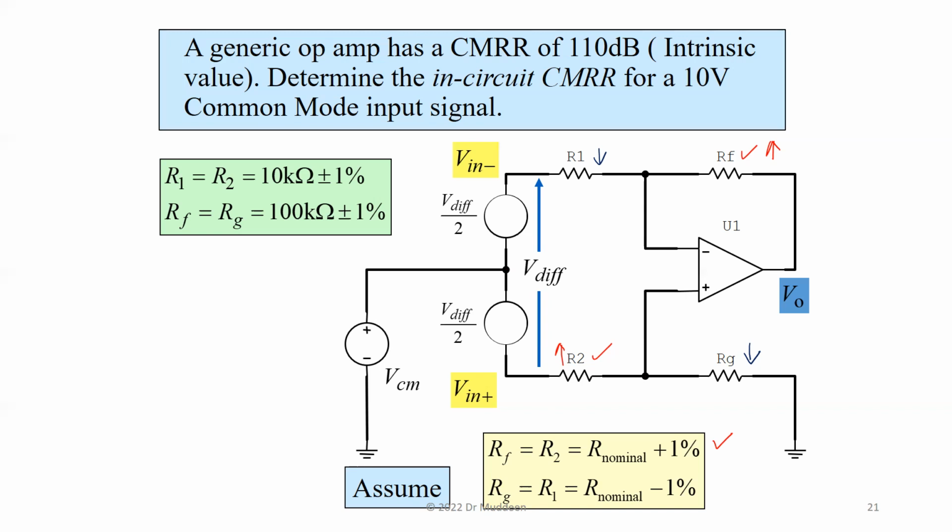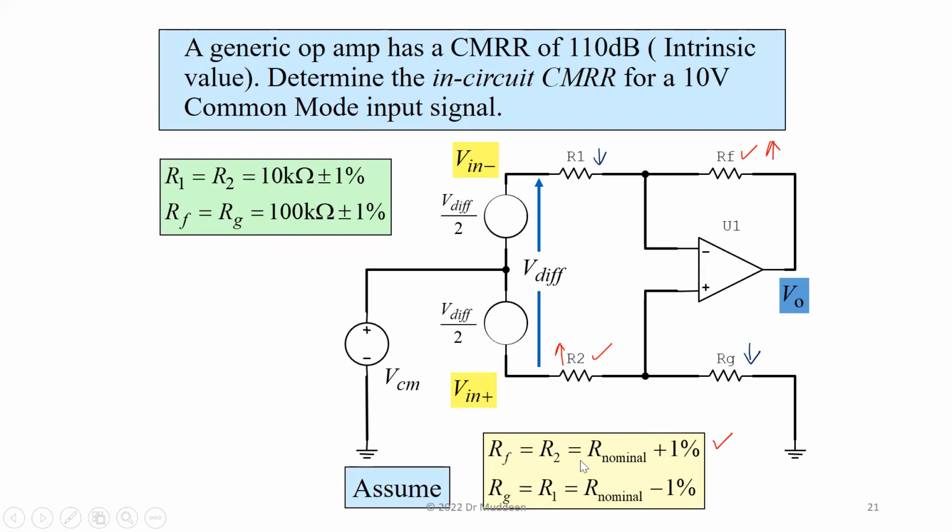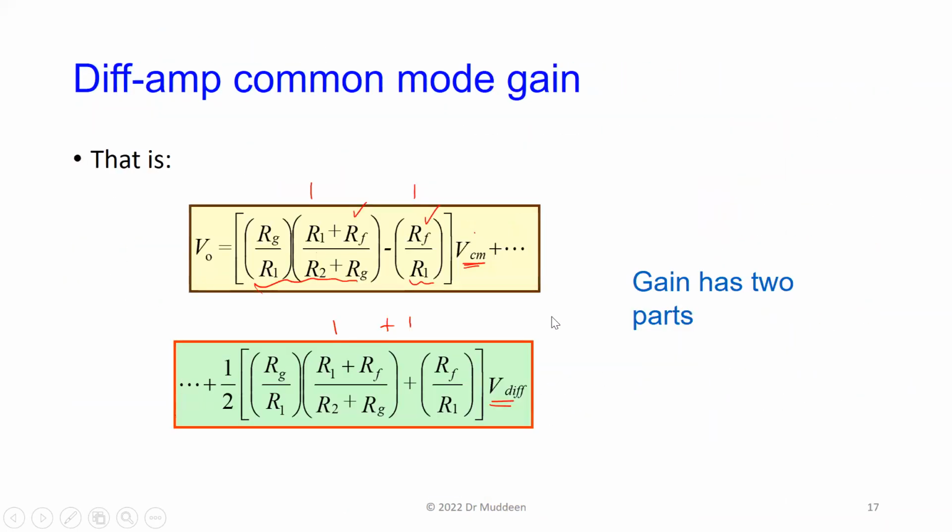If you substitute into the expressions that we had a few slides ago, you can work out the results based on this. Let me go back very quickly. So you substitute here. Remember, this bit here is AV common mode, and this bit here, the whole thing, is AV diff.